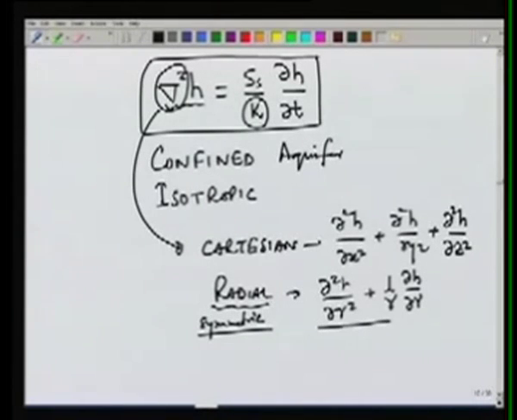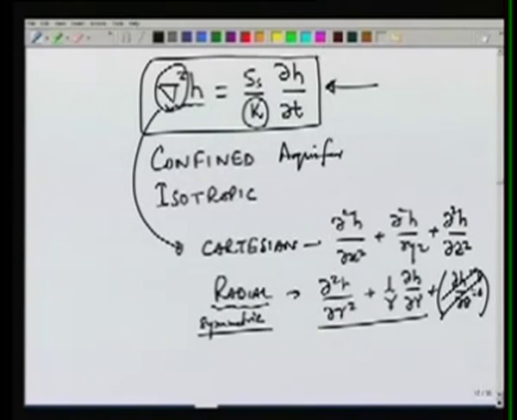Then you get a term del H by del theta is equal to 0, so that term has not been considered. There is a del 2H by del theta square term which has been neglected because H is not a function of theta. So using this equation, we can obtain the variation of H for a given condition.